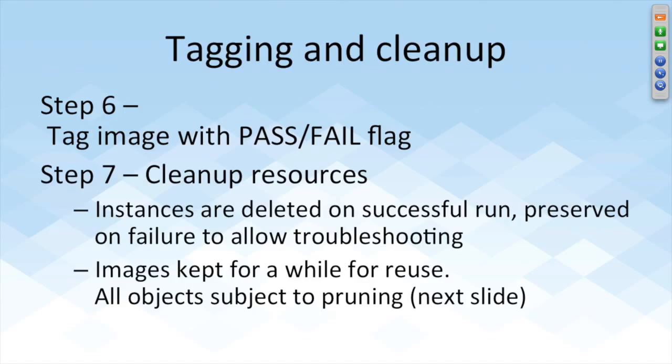Now, we do that on a selective basis. For example, a build and test run will create many instances. But if the build failed, then we want to preserve those instances so that engineers can go and log into them and try to troubleshoot what went wrong. And the counterpart to that is if a build is successful, then we tend to delete instances immediately. Images, we keep them for a while so that we can reuse them. But regardless of what we do, in general, all objects are subject to eventual pruning. Okay. Pruning means they are eventually deleted after some grace period.